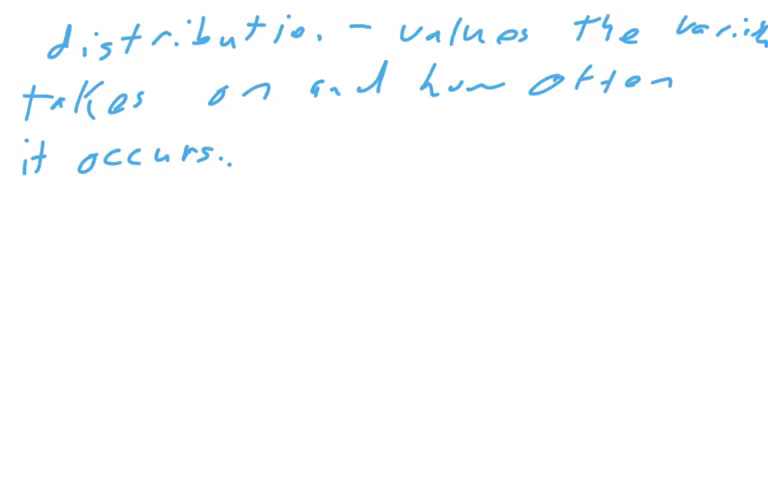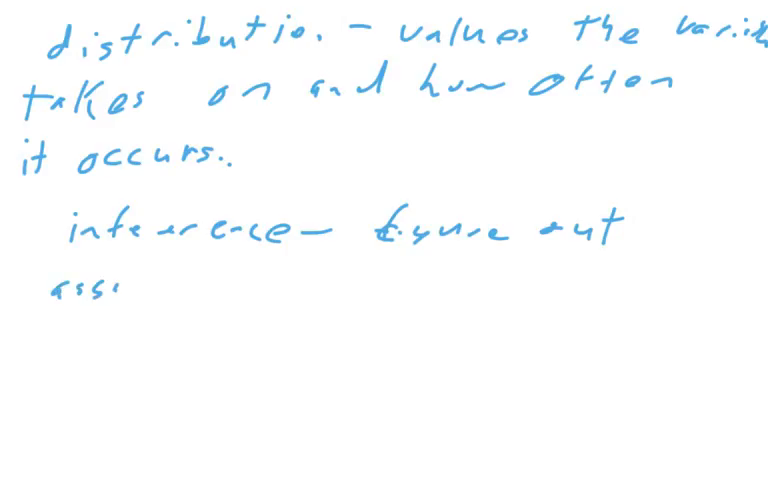Alright, so a couple more definitions we had in here. Distribution is the values the variable takes on and how often it occurs. And inference is what we can kind of figure out or assume based on a distribution.